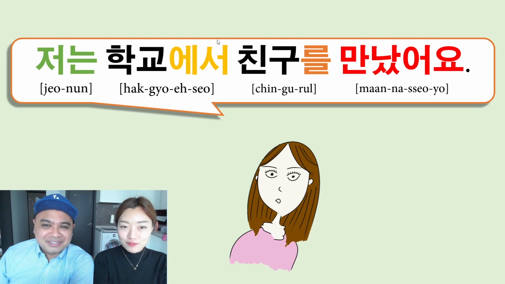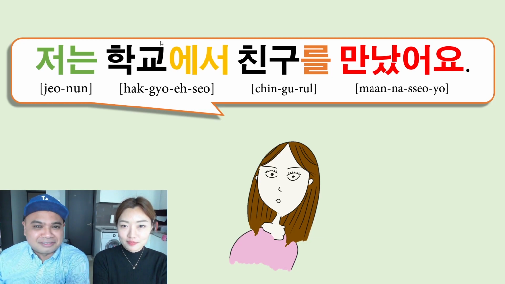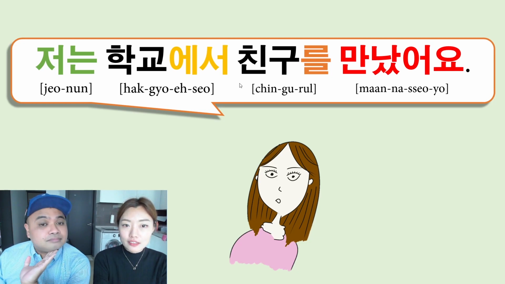I hope these colors are helping out. Yeah, I think this color is helpful. So you kind of know, all the green is the subject, the location is one color, blue is the object, orange is the object marker, and then red is the verb, right?